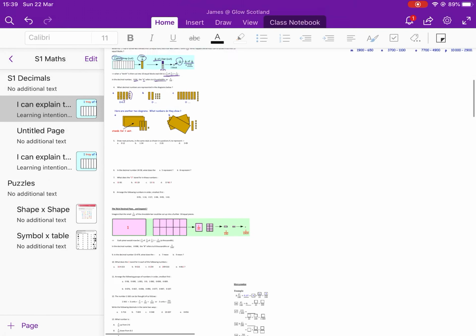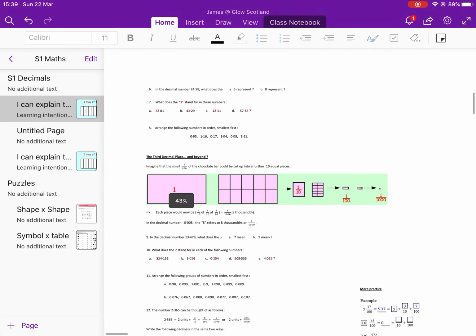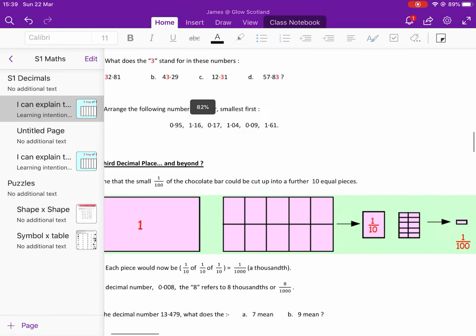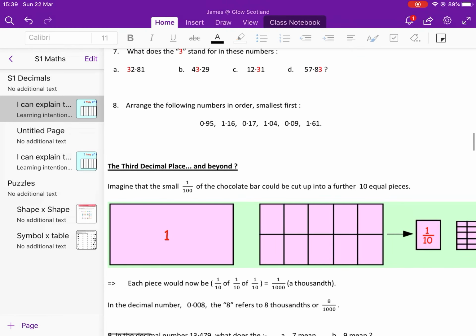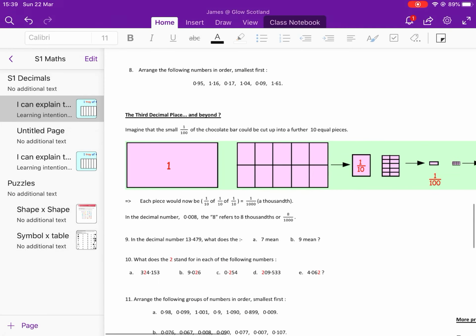For everybody else that's working through the rest of this, arrange the following numbers in order, smallest first. Think about it like money, it's always useful. So 0.95, well that's 95p if you like. That would be less than £1.16. So you can think about it that way. That might help you order some of these for question 8.